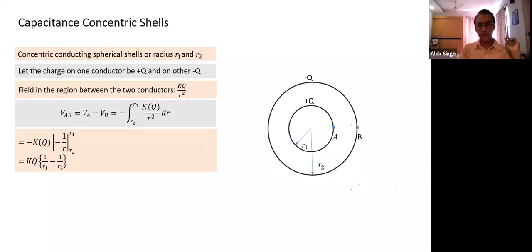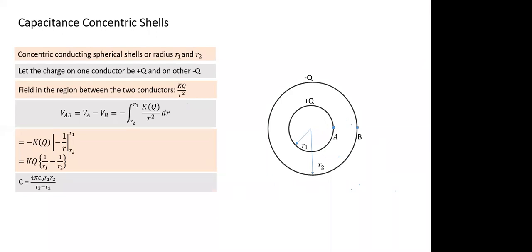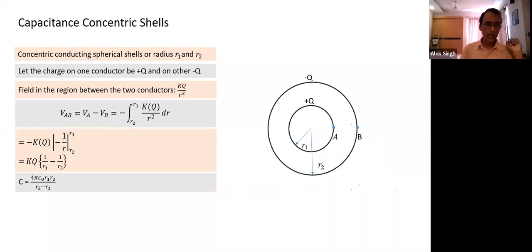How do we get capacitance? What is capacitance equal to? Q by V. So this term also I write as R2 minus R1 divided by R1 R2, and take Q by V. This expression I get for capacitance. So what is capacitance? Equal to 4 pi epsilon naught R1 R2 divided by R2 minus R1.